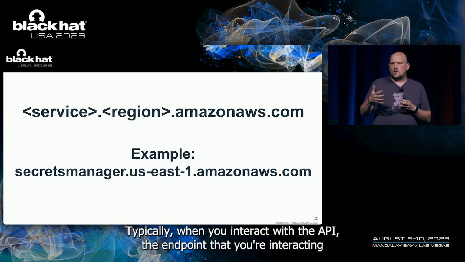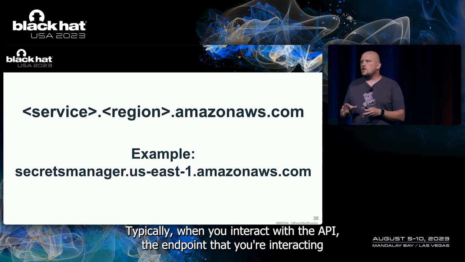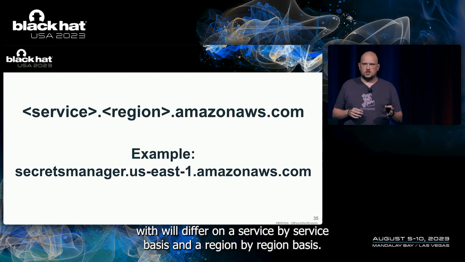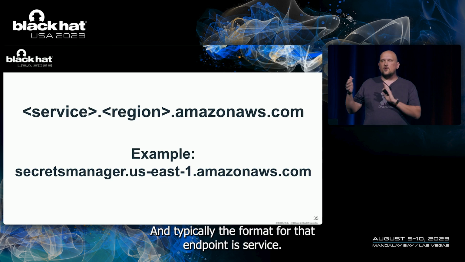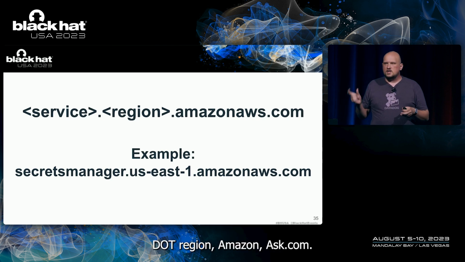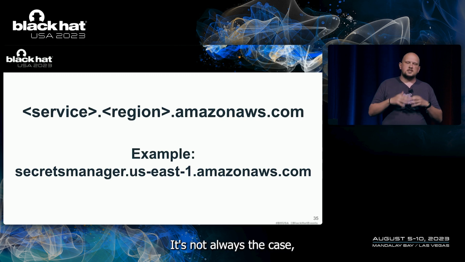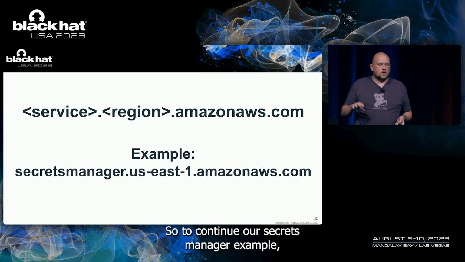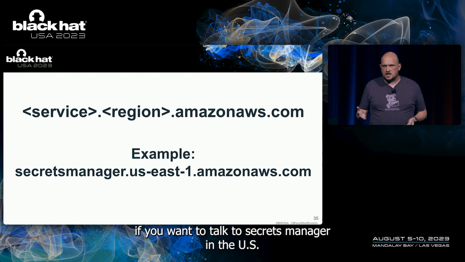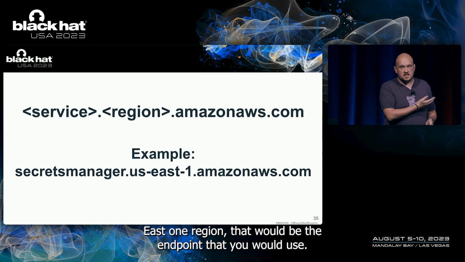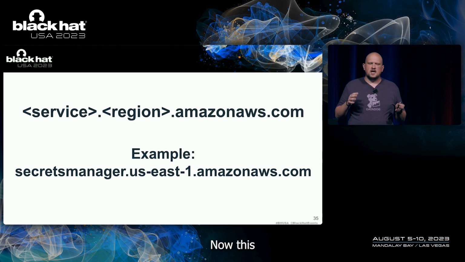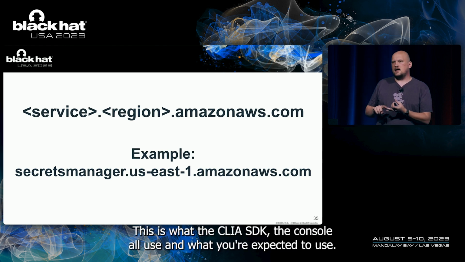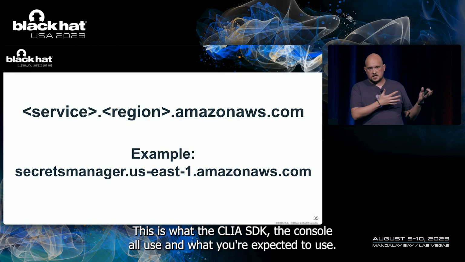Typically, when you interact with the AWS API, the endpoint that you're interacting with will differ on a service-by-service basis and a region-by-region basis. And typically, the format for that endpoint is service.region.amazonaws.com. It's not always the case, but in the vast majority of circumstances, that is the general format that they use. So to continue our Secrets Manager example, if you want to talk to Secrets Manager in the US East 1 region, that would be the endpoint that you would use. Now, this is an example of a production endpoint. This is what the CLI, SDK, and the console all use, and what you're expected to use.